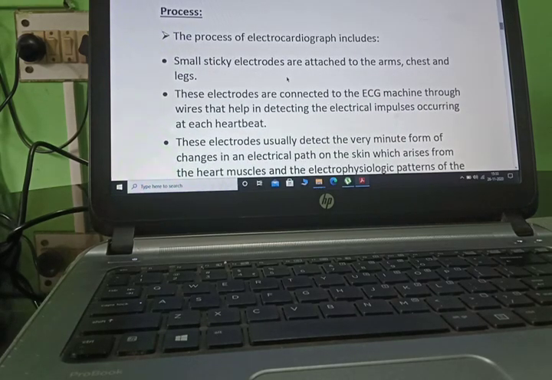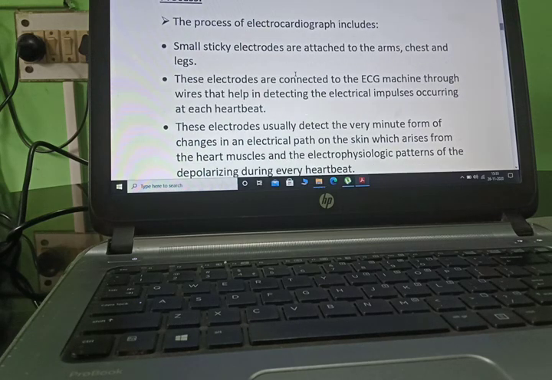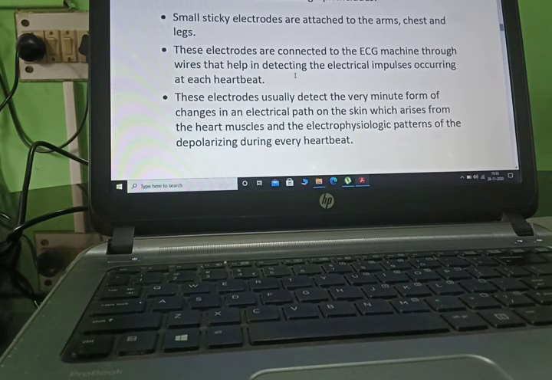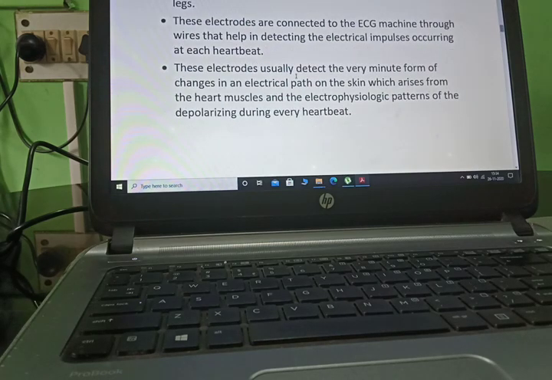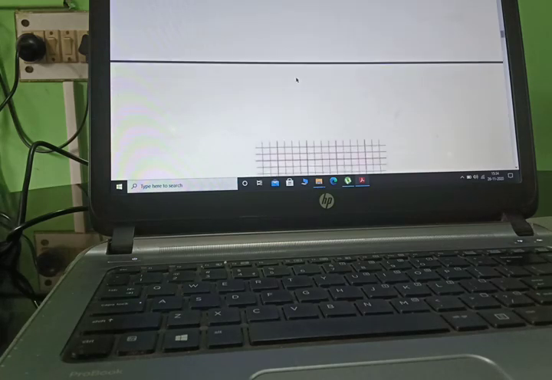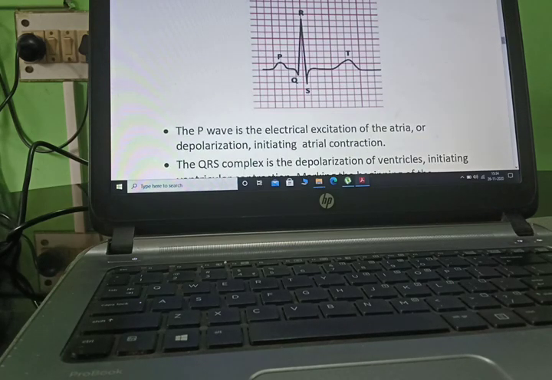Now the process of electrocardiograph includes: small sticky electrodes are attached to the arms, chest and legs. These electrodes are connected to the ECG machine through wires that help in detecting the electrical impulses occurring at each heartbeat. These electrodes usually detect the very minute changes in the electrical path on the skin which arise from the heart muscle and the electrophysiological pattern of the depolarizing during every heartbeat. You can see this is PQRST.